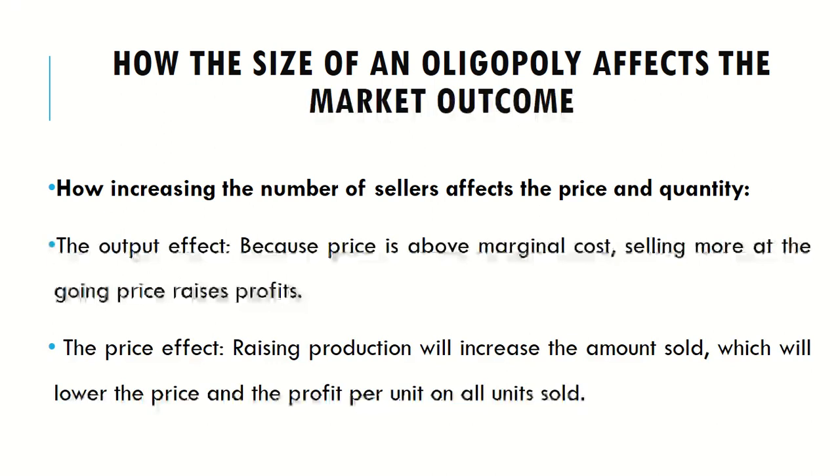Now the second effect is the price effect. Raising production will increase the amount sold, which will lower the price and the profit per unit on all units sold. When the number of sellers increases, it means that production also increases. With the increase in production, supply also increases, and when the supply increases in the market, it reduces the price and profit of the firm.